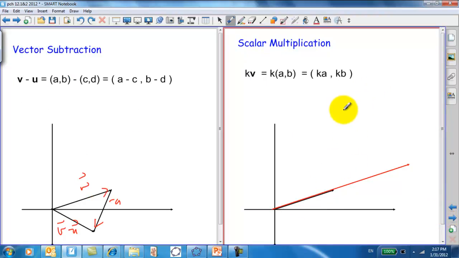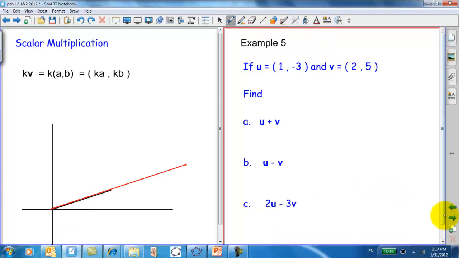Scalar multiplication, you just end up multiplying the magnitude, but notice it keeps the same direction. Even though you've changed both components, you've changed them proportionately so that you get the same slope and then the same angle with the x-axis. So in example 5 here, if u equals (1, -3) and v equals (2, 5), find u plus v. Well, we can just fly through this.